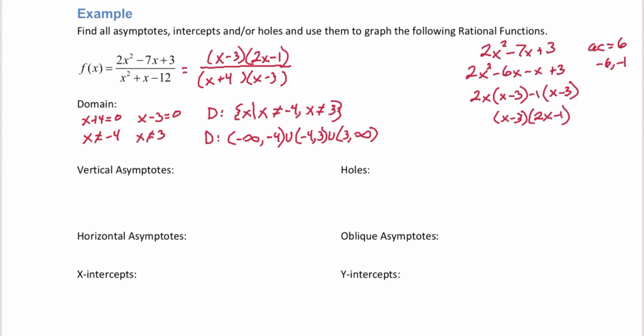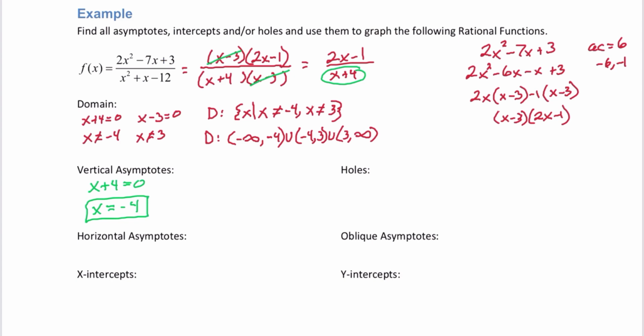Notice that x minus 3 occurs in the numerator and denominator, so that's going to reduce, leaving us with 2x minus 1 over x plus 4. Again, to find the vertical asymptotes, we look at the reduced denominator and set it equal to 0. So x plus 4 we're going to set equal to 0 and solve. We get x equals -4. That's the equation for the vertical asymptote.